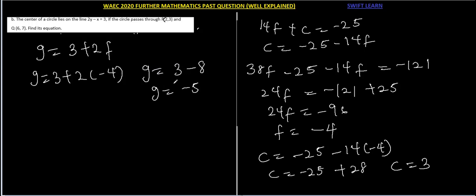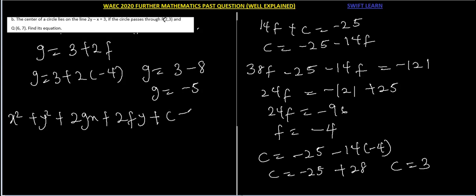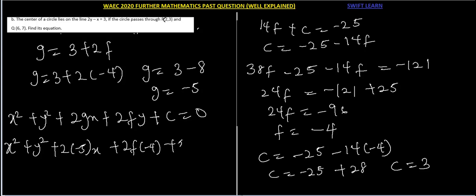Minus 5. So we said our equation is x squared plus y squared plus 2gx plus 2fy plus c equals to what? 0. As you can see, further math is not as hard as many people say, or maybe most of the teachers have deceived the students as they add something. See how easy we are taking everything. So put your g here, and that will be 2 brackets minus 5 of x plus 2 brackets minus 4 of y plus 3 equals to 0.